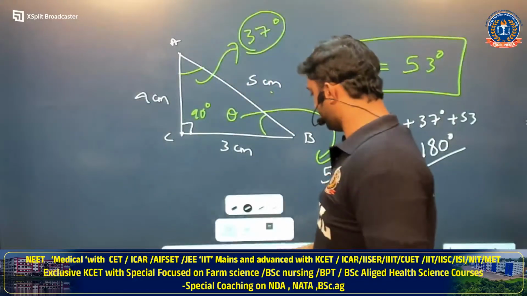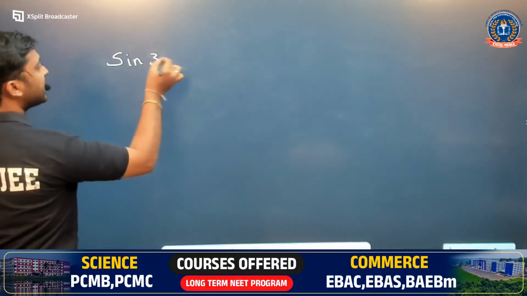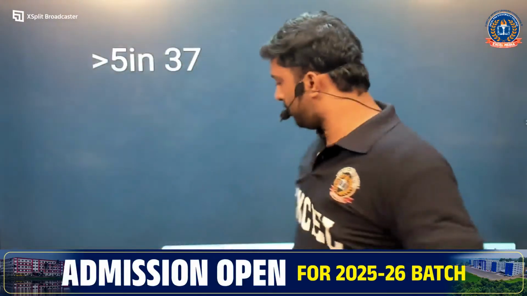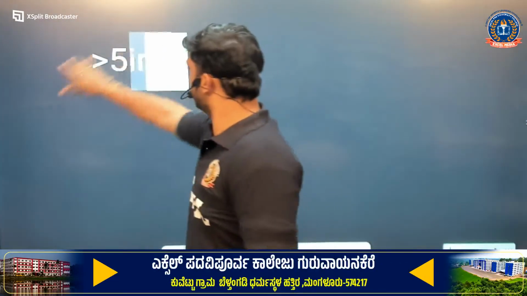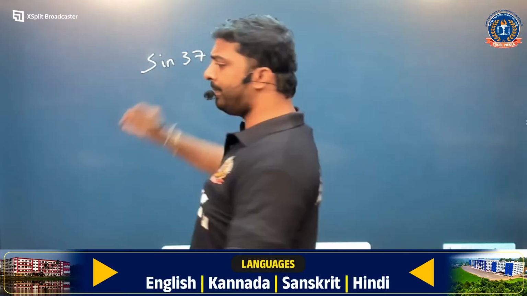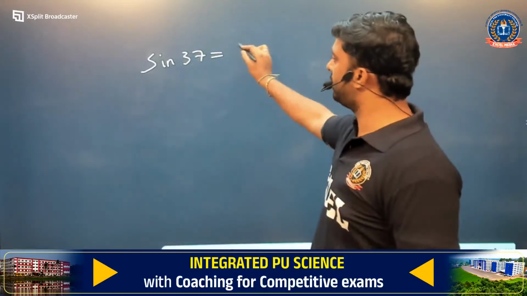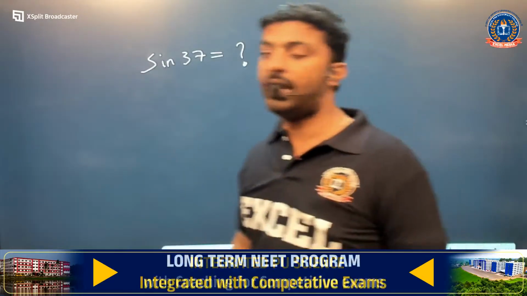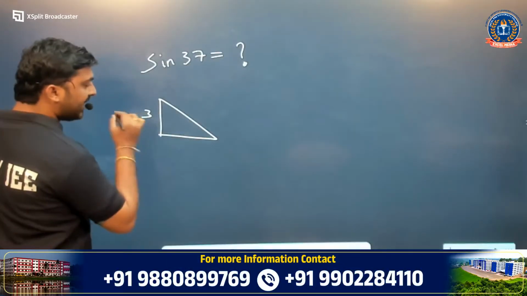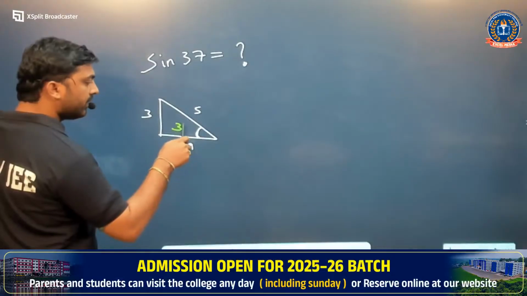Now, if anyone asks, find the value of sine 37. What is the value of that? In some problem, you may have to find the value of sine 37. How to find this? By using the triplet triangle. Draw the triplet triangle. The triplets are 3, 4 and 5. What is the angle here? It is 37, right?